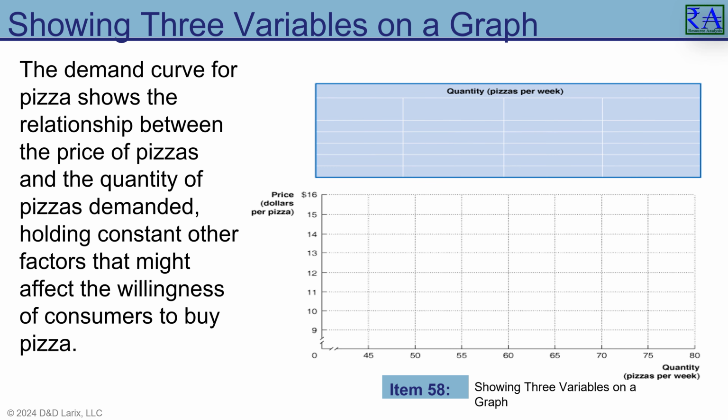Here we see the table showing different prices of pizza, from $15 to $11, and the corresponding quantity of pizzas demanded when the price of hamburger is $1.50. The graph shows this relationship, with each point on the grid representing a specific price-quantity combination. By considering these points, we create the demand curve. For instance, at a price of $14, 55 pizzas are demanded each week, represented by point A.